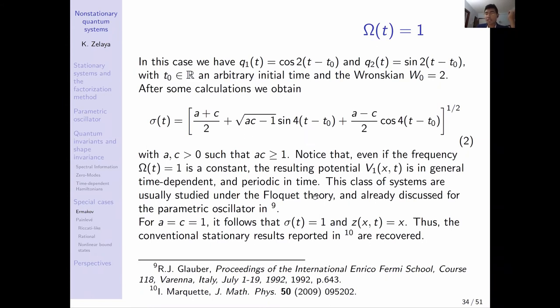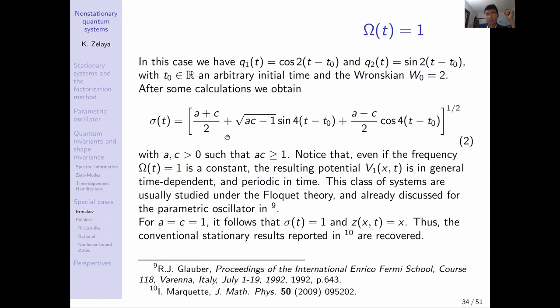And in this case, we get the class of solutions of systems which are usually described by the Floquet theory. And the complex phase I just mentioned in the previous slide, this complex phase in this particular case becomes the Floquet phase of this theory. So everything matches just perfectly.